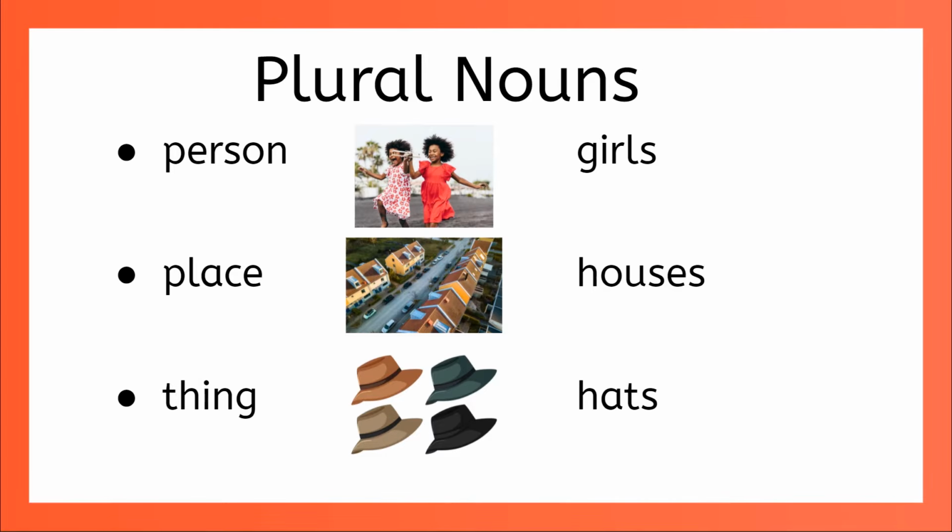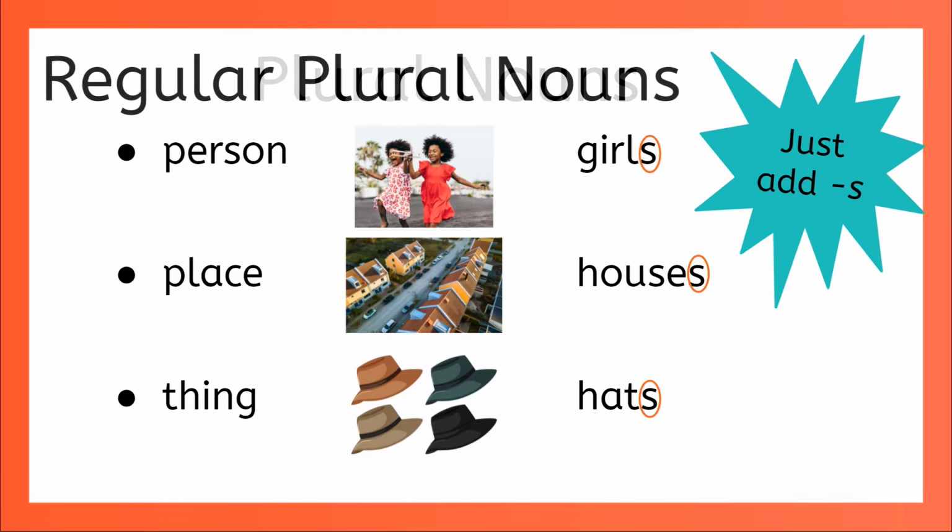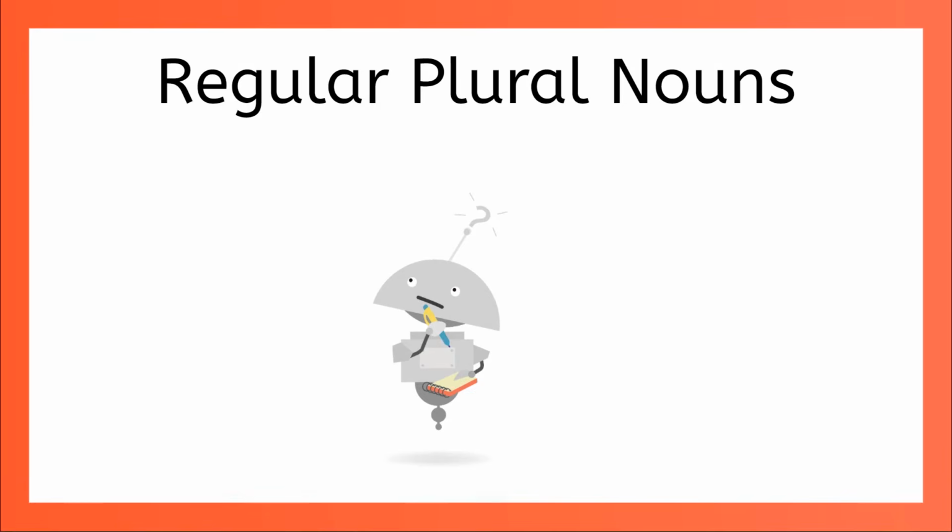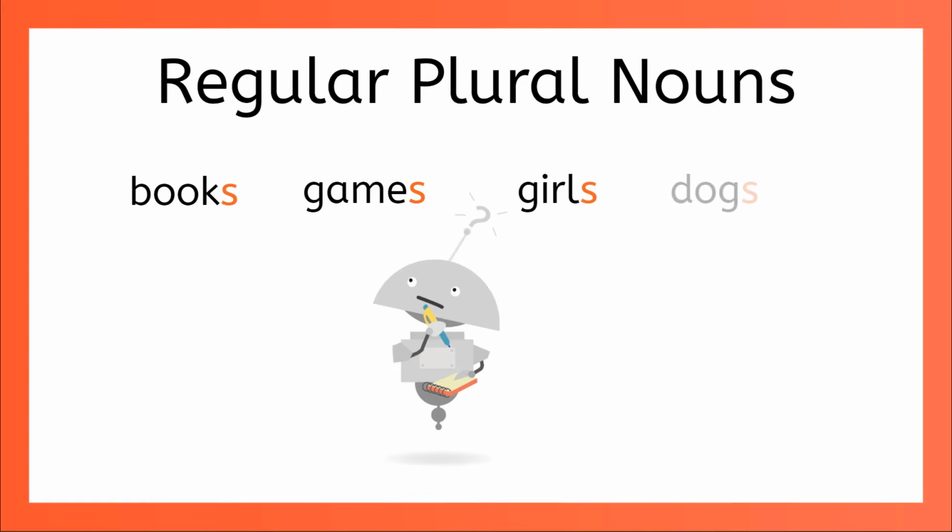We usually make a noun plural by just adding an S to the end of the noun. And when a noun becomes plural just by adding an S, we call that a regular plural noun. There are lots of regular plural nouns like books, games, girls, dogs, computers, and robots. All of these words are regular plural nouns because to make them plural, all we do is add the letter S.